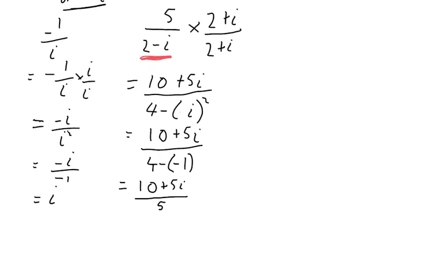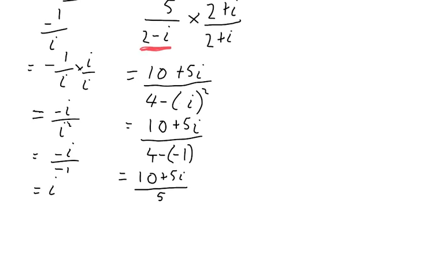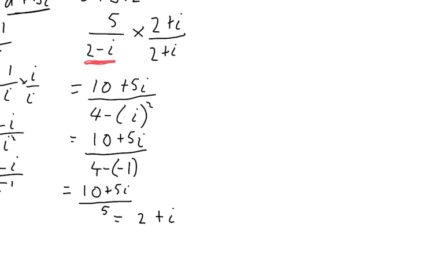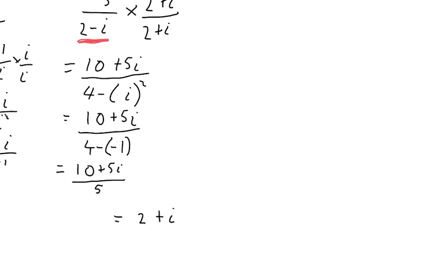Just move that up a bit, just to make it easier, to fit some more room. So that equals 2 plus i, because 5 goes into 10 twice and 5 goes into 5 once. So we're left with 2 plus i. And in this case, a would be 2 and b would be 1. All right, let's have a look at another example.